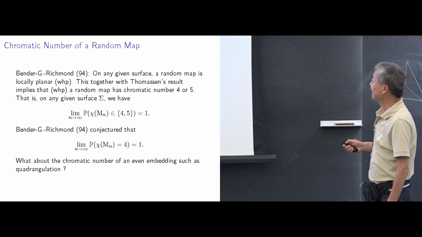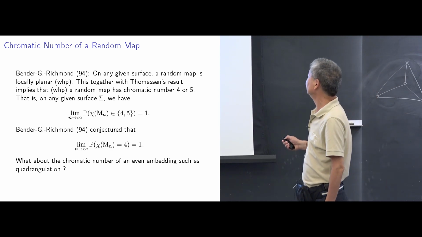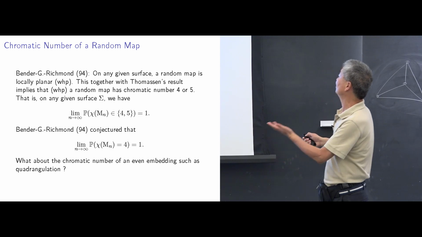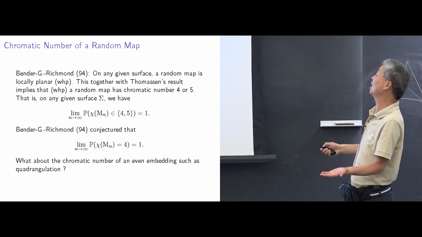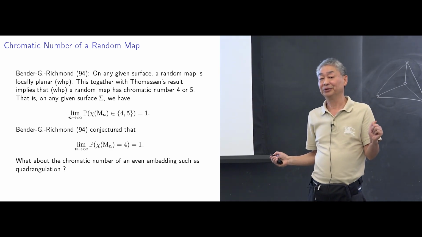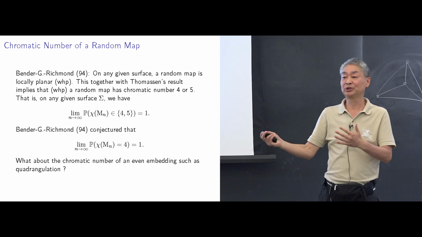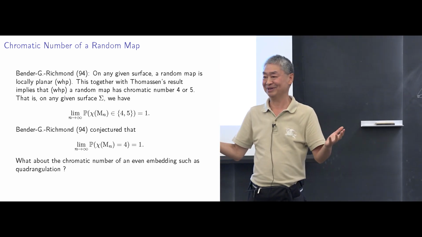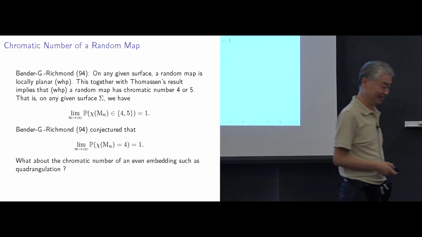So what we proved is that on any given surface, almost all maps are locally planar, okay? In terms of the random map language, it means with high probability, a random map is locally planar. So with high probability, we don't have to distinguish all maps and locally planar maps. They're asymptotically the same, okay?